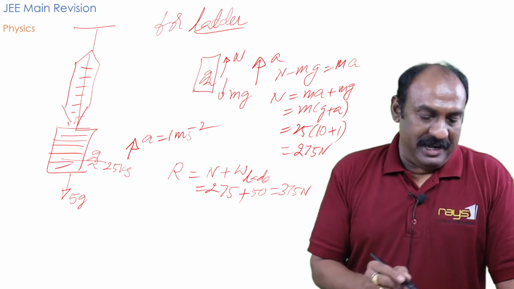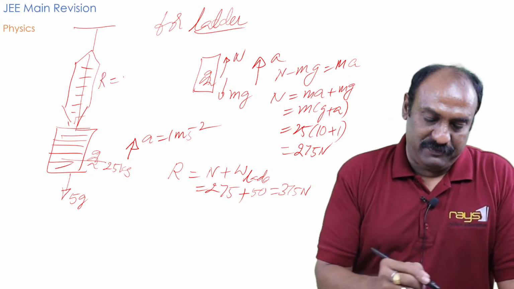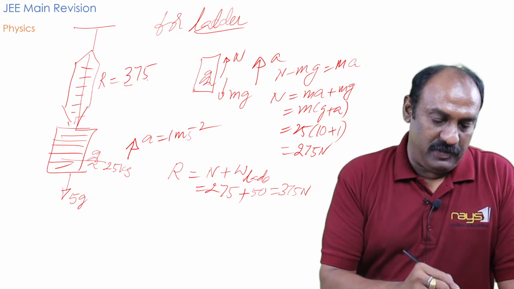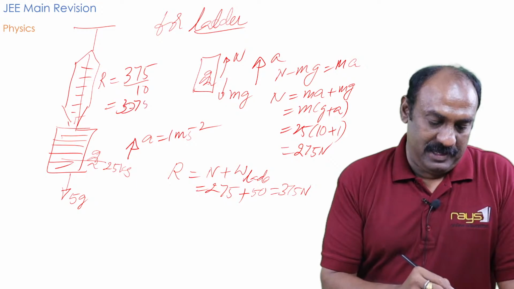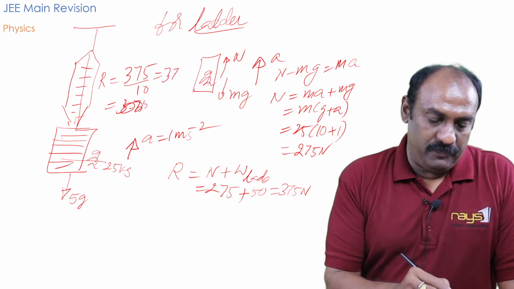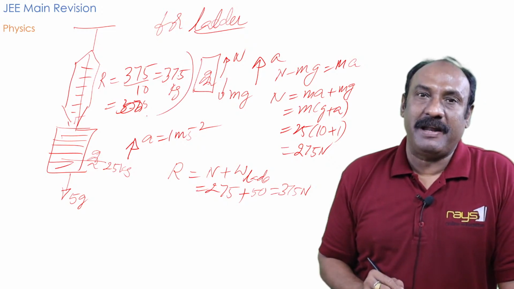375 Newton is the reaction force, that is the reading in the spring balance in terms of Newton, but in terms of kilogram we want. So, the reading of the spring balance in terms of kilogram is 375 by 10, that is equal to 37.5. 37.5 kg is the reading in the spring balance.